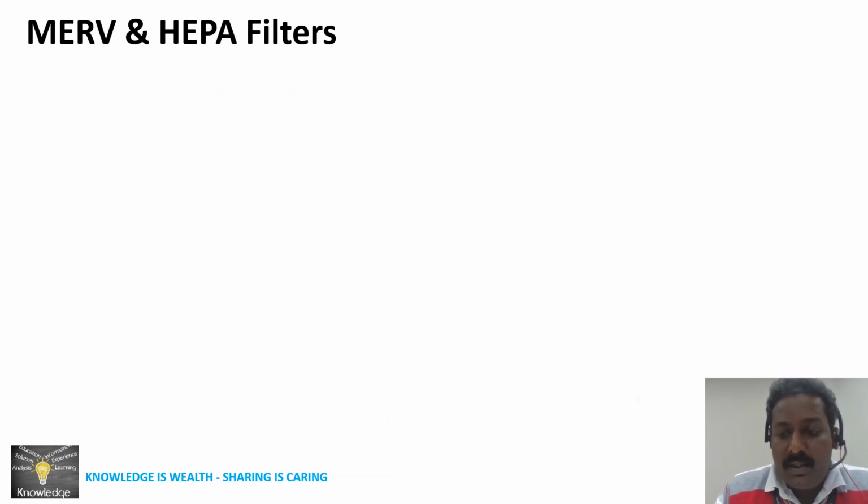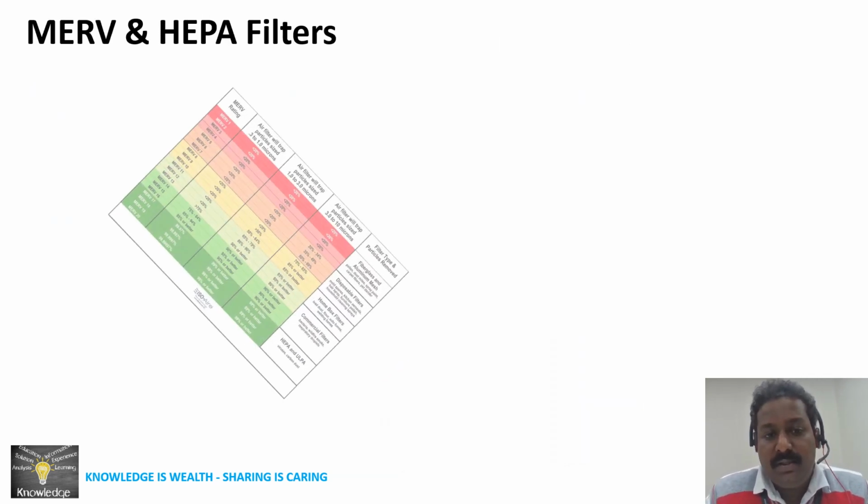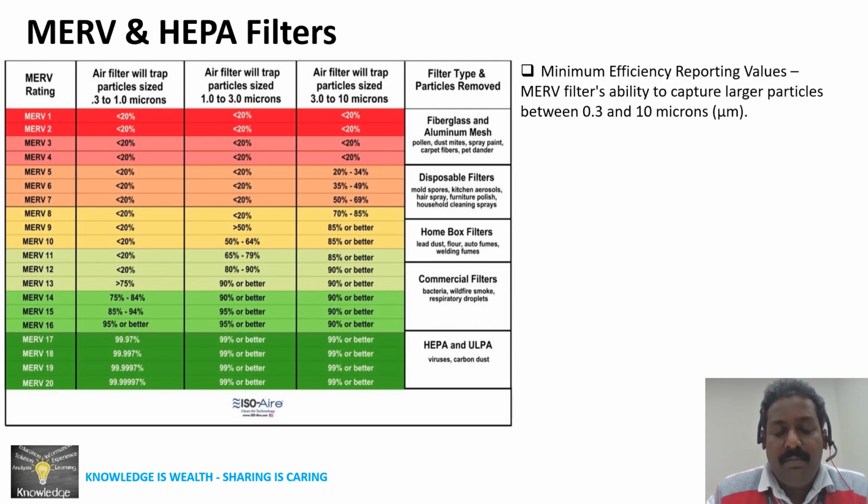Let us quickly discuss MERV and HEPA filters. MERV is Minimum Efficiency Reporting Value, that is the abbreviation of MERV filters. It is the ability to capture or filter air dust from 0.3 to 10 microns. So MERV filters easily filter the particles in the range of 0.3 to 10 microns.